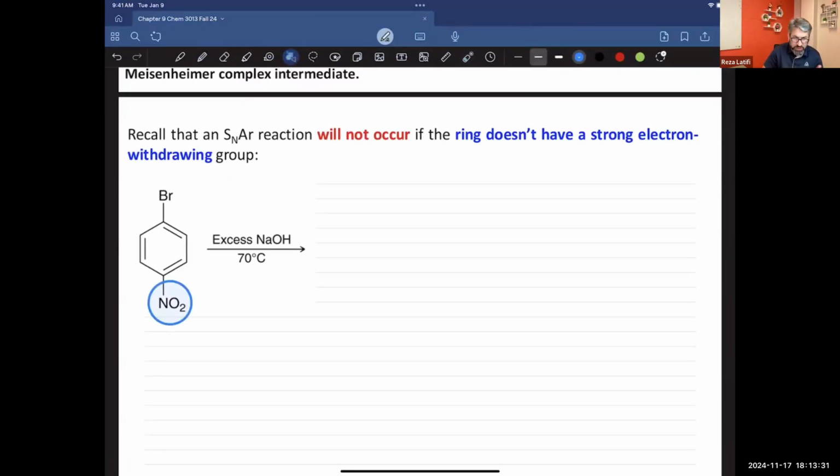Okay, so in order to run the nucleophilic substitution reaction, we need to have an electron withdrawing group. In this case, do I have it? Yes. And what's the position of the leaving group? It is in para position. Okay, so I have them in para position. In that case, the product will be this. Nitro stays as it is.